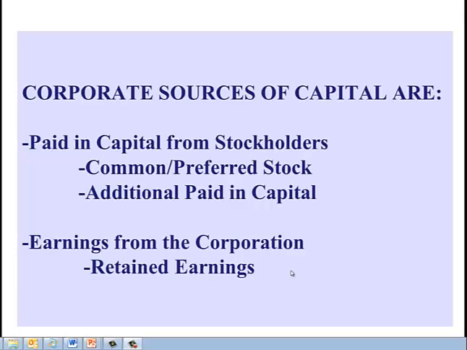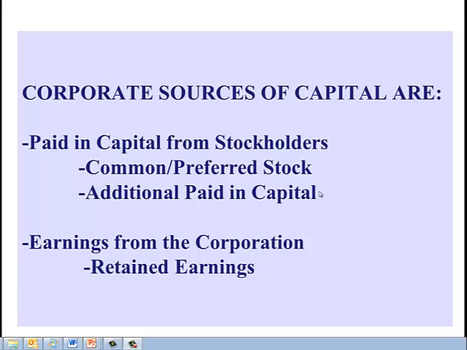In the last chapter, you learned that corporate capital is broken down by the source of capital. In that chapter, we looked at paid-in capital, which is the capital paid in by the owners or stockholders through the purchase of stock. Remember, the par value was credited to common or preferred stock, and anything in excess of the par value went into the additional paid-in capital.